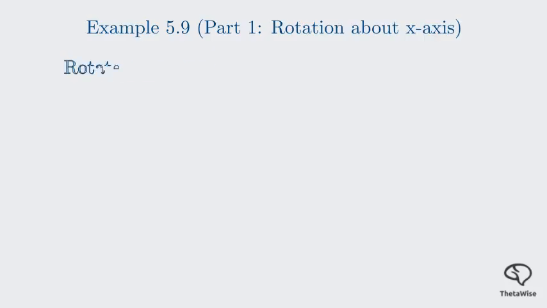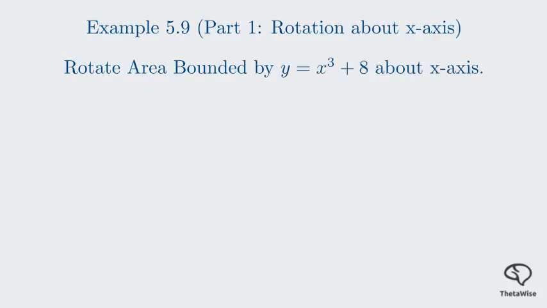Let's find the volume of revolution about the x-axis for example 5.9. We are rotating this region about the horizontal x-axis. If we were to use the shell method with a horizontal strip, we would need to solve y equals x cubed plus 8 for x, getting x equals the cube root of y minus 8. A cube root in an integral is something we want to avoid if possible. Therefore, the disk method with a vertical strip is the simpler choice. This strip is perpendicular to the x-axis, so we use the disk method.